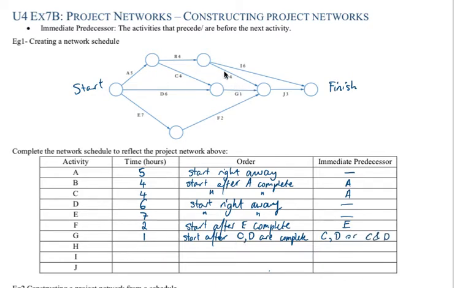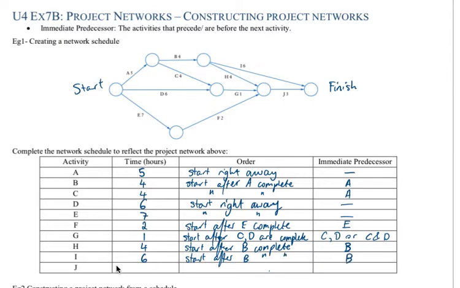H is an activity that takes 4 hours to complete, and we have to wait for B. So again for H, we're going to put the immediate predecessor as B. We also have another one, I. I takes 6 hours, and we also start after B. And for this one, the immediate predecessor is B.